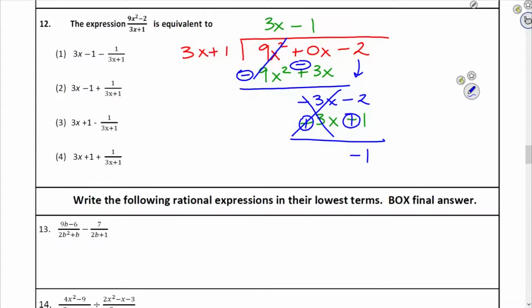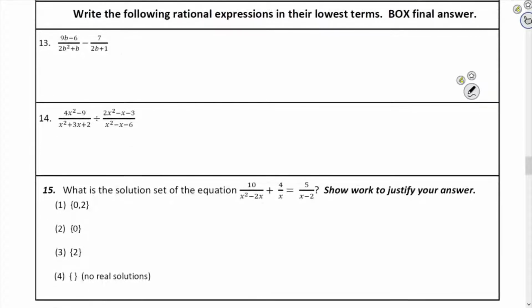Okay, and the same thing I did before with synthetic division, I'll do now. And it's a minus 1 divided by the thing I was dividing by, 3x plus 1. This is what it's equal to. So 3x minus 1 minus, it looks like that one. All right, 13. We're supposed to write the following rational expressions in their lowest terms.